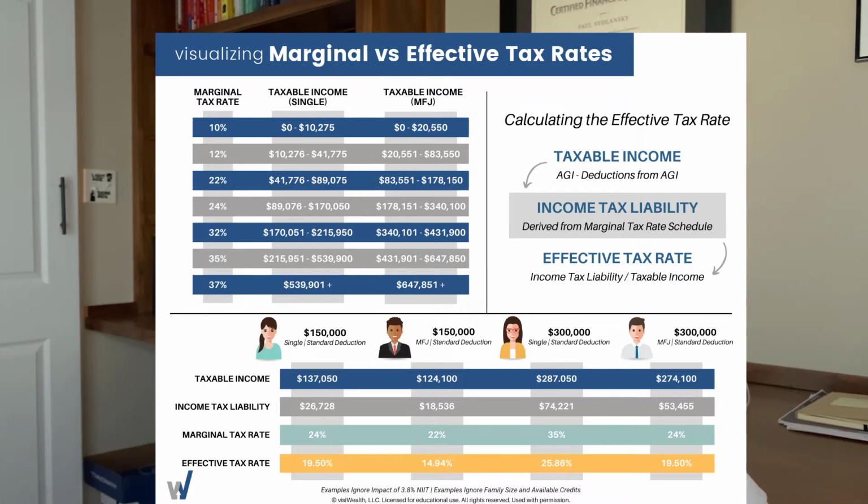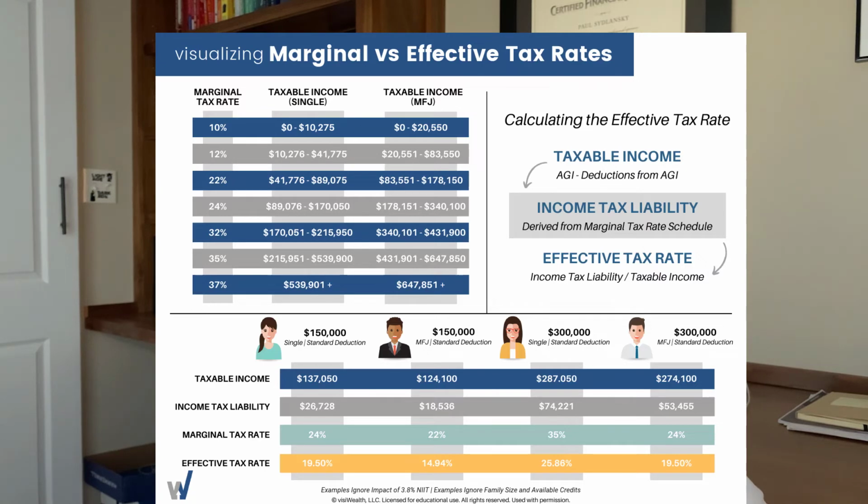Now, over in the second column, you have somebody who's making $150,000. However, they're married filing jointly. Their taxable income is lower because they have greater deductions. With a married couple filing jointly, generally you're going to have 2 standard deductions. In this case, this individual has lower tax liability and has an effective tax rate of 14.94%, or almost 5% lower than the single filer. So you can see how being married in this case and making the same level of income means you're paying really a lot less in taxes.